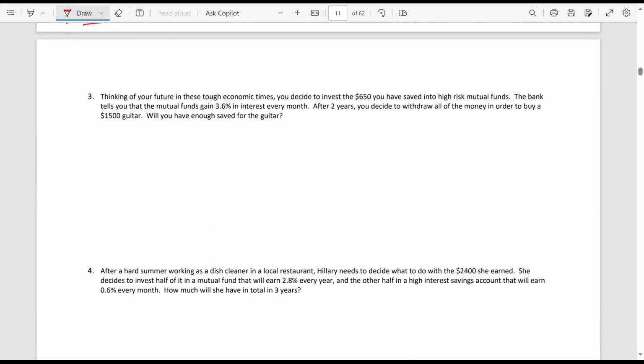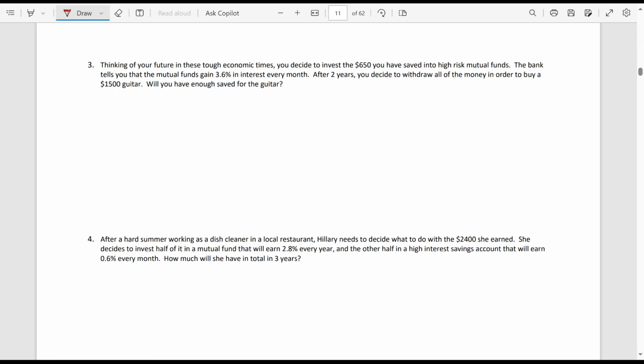The rest of these are all roughly following the same kind of logic. The only thing is something like this here. That $1,500 guitar might throw some people off. I'm not going to solve this one, but in terms of YACX, when I decode it, I'm investing $650. Okay, it is gaining 3.6% every month. 3.6, I'm going to write month. That's going to turn into 1.036. And the time is 2 years later, so 2 years turns into 24 months.